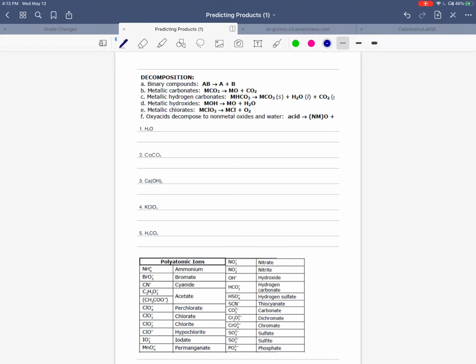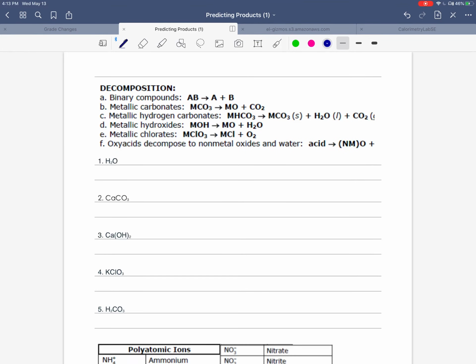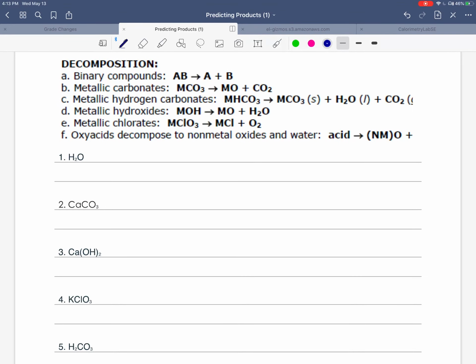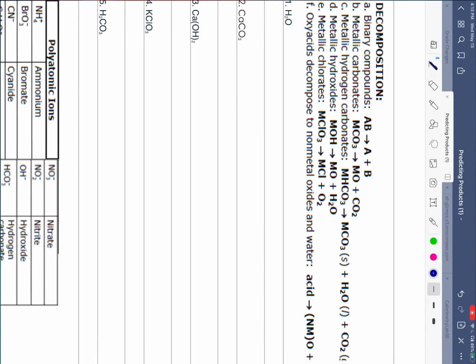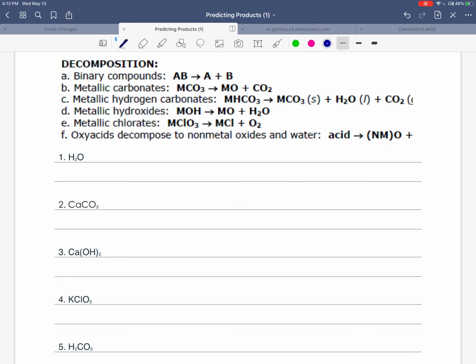Now we're going to work through decomposition reactions. There are a lot of different types of decomposition reactions. We're not going to work through all of them, but we are going to work through the main ones. The first one we're going to work through is binary. You're going to know it's binary because it only has two elements. Each element is recognized because it is a capital letter.